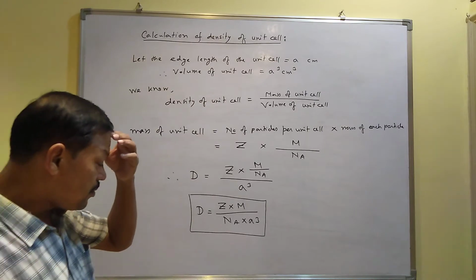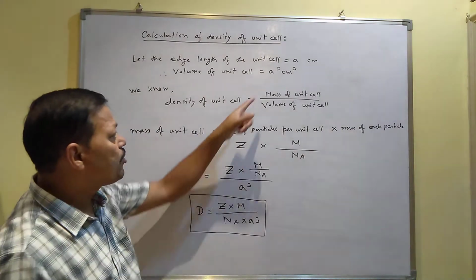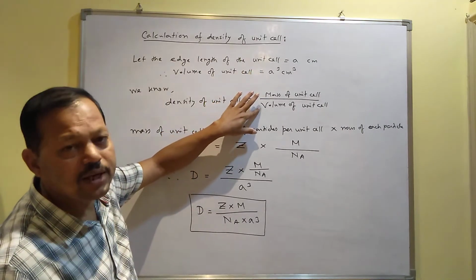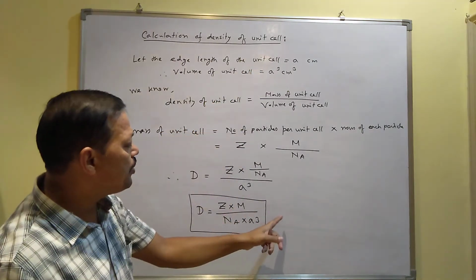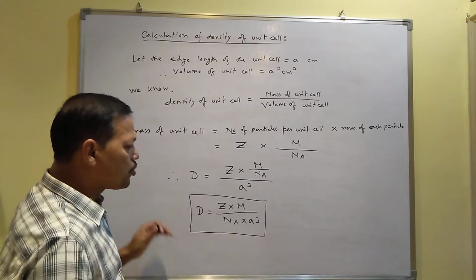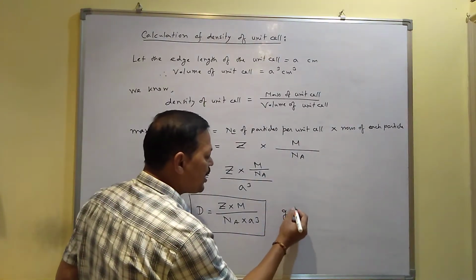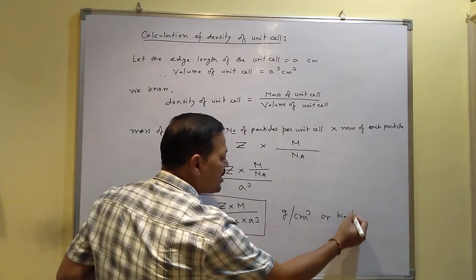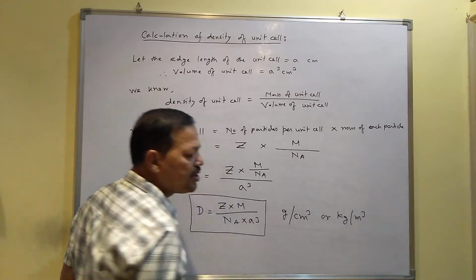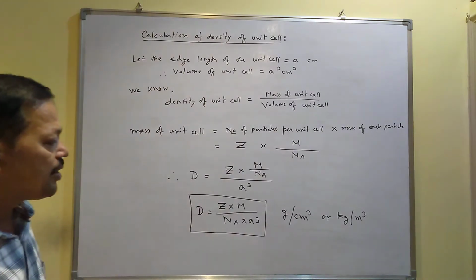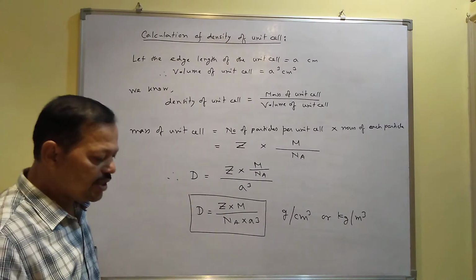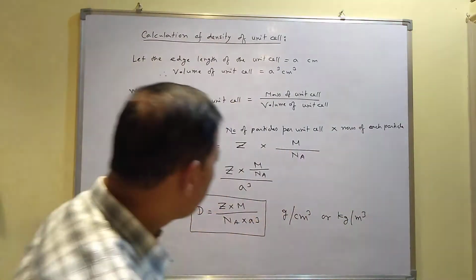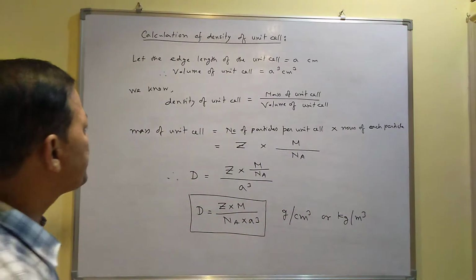Now, as you know, density is equal to mass by volume. If the mass unit is in gram, volume you have to write in centimeter cube. The unit will be gram per centimeter cube. So when you determine the density, either the unit will be gram per centimeter cube, or you can write kg per meter cube. Kg per meter cube is the SI unit, and gram per centimeter cube is the CGS unit. So this is the formula to determine density of unit cell.